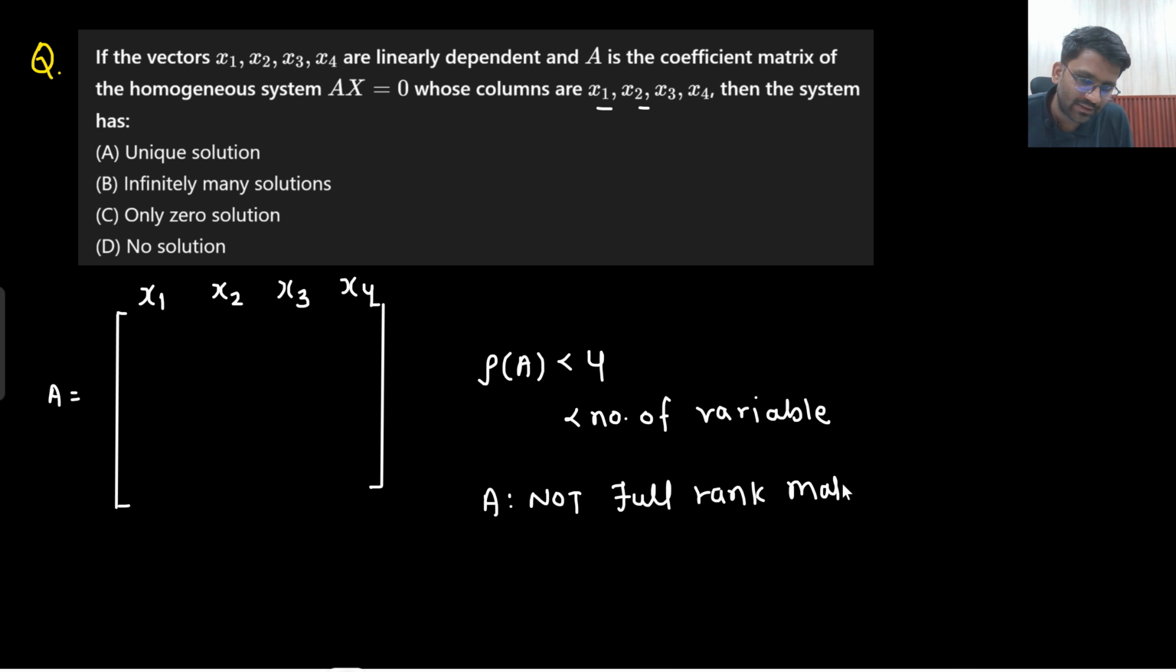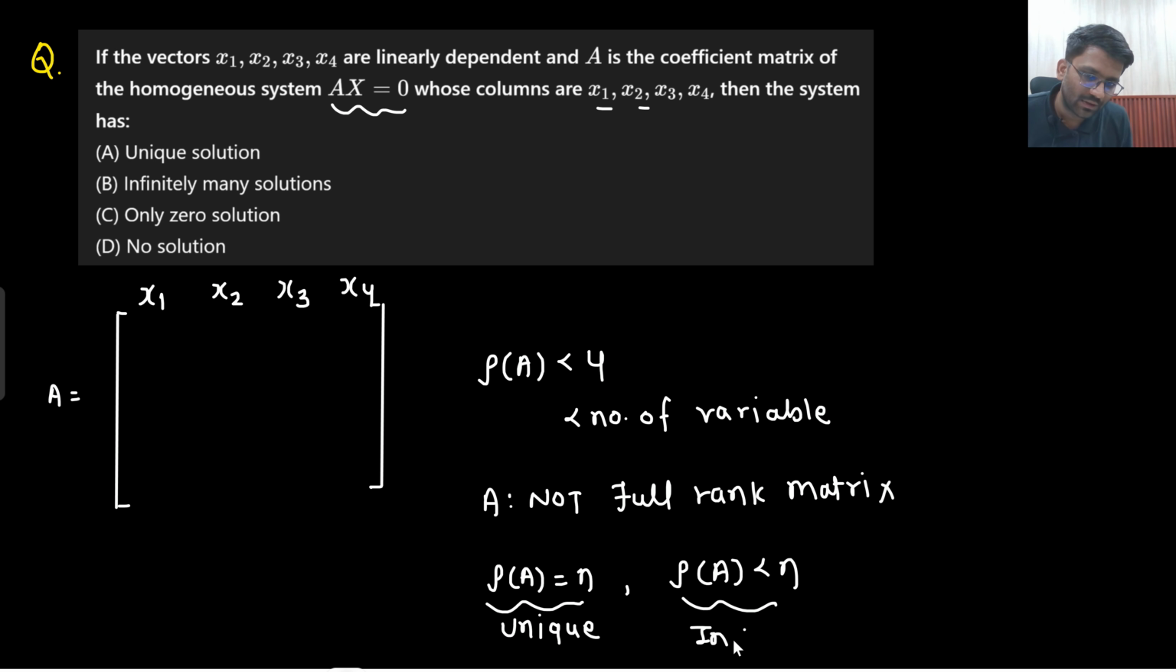If A is not a full rank matrix, what does that mean? That means what kind of equation it is? Homogeneous equation it is. So either it can have unique solution or it can have infinite solution. For unique solution, rank has to be equal to n. But what is it coming out to be? It is coming out to be less than n. So this was the condition of unique solution, and this was the condition of infinite solution. It is coming out to be less than n. What does that mean? That means there will be infinitely many solutions.